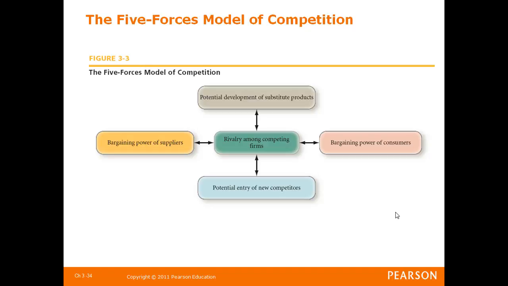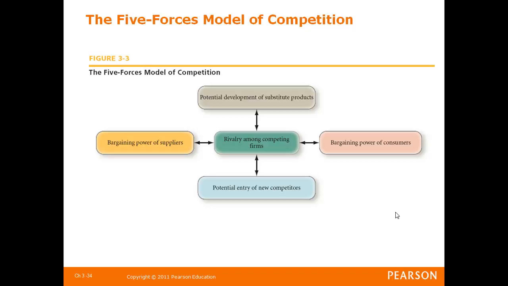The one at the top in gray is the potential development of substitute products. What is the risk of a product coming out in your industry that will make your product obsolete or less valuable, less wanted? The one on the right in pink is the bargaining power of consumers. So how powerful are customers in this industry? How strong is their voice to influence prices and policies?